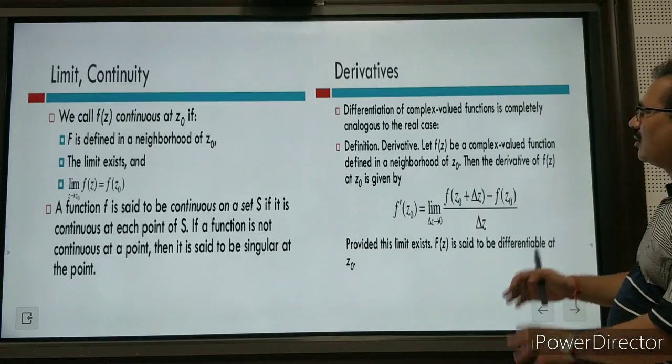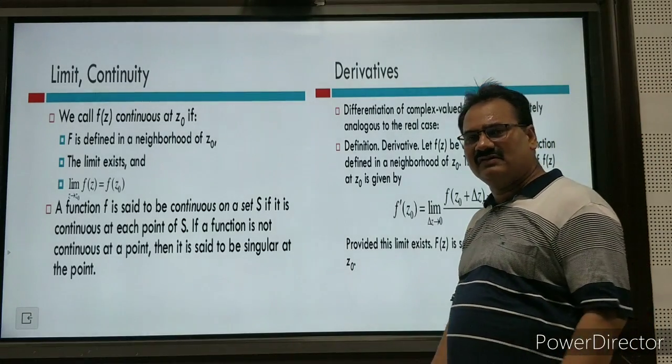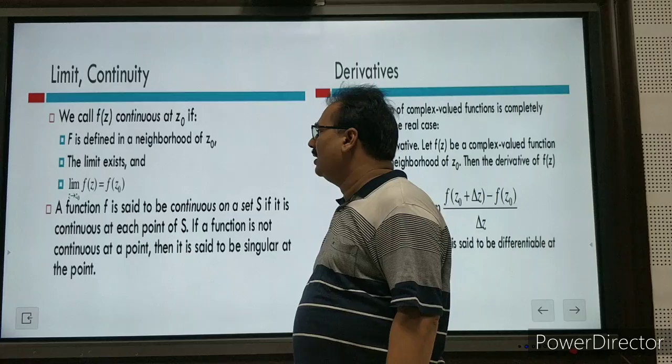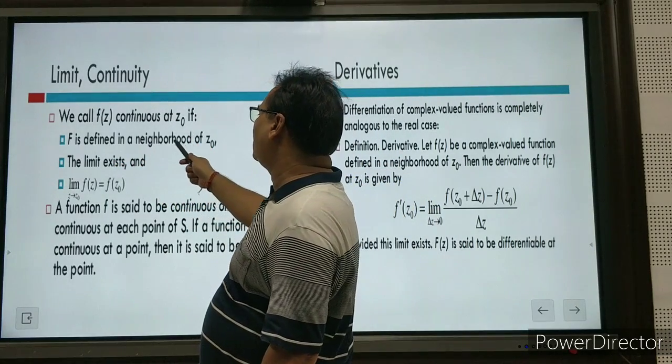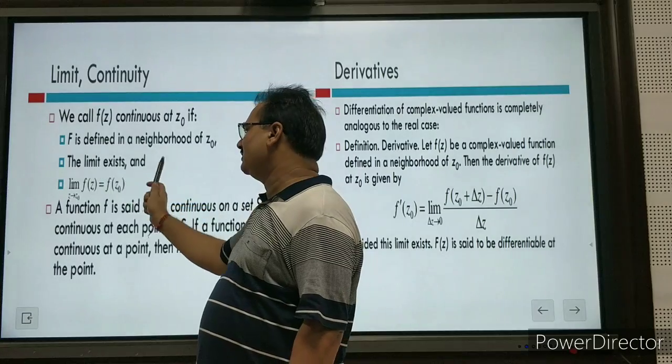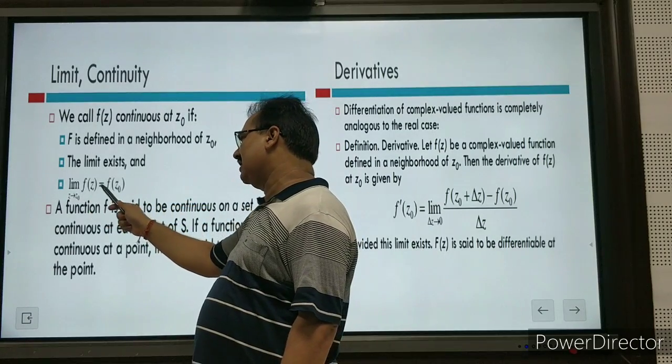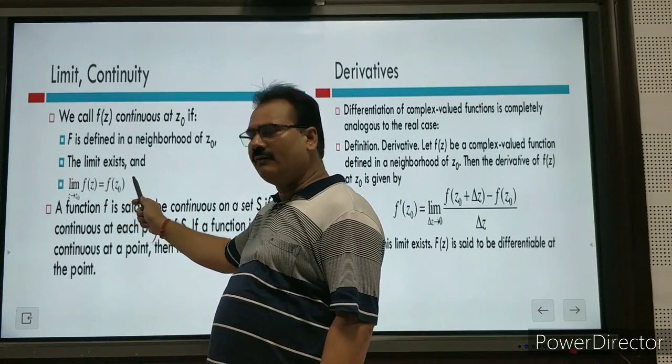So these are the basic concepts connected with the existence of the limit and continuity. We call f(z) continuous at z naught if f is defined in a neighborhood of z naught, the limit exists, and the limit as z tends to z naught of f(z) is equal to f(z naught).